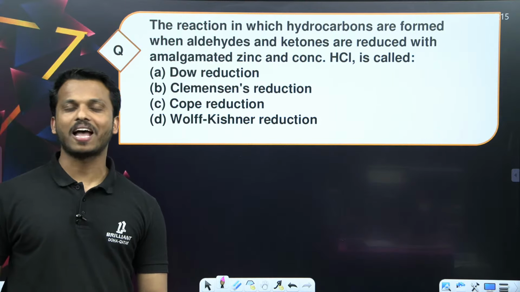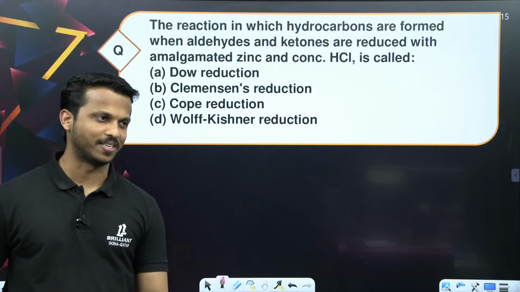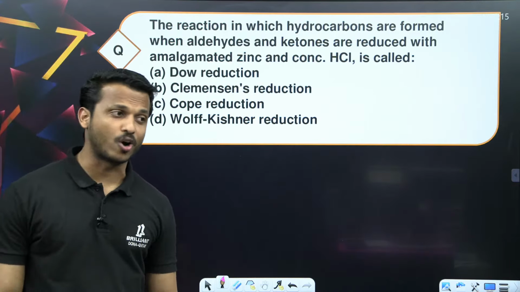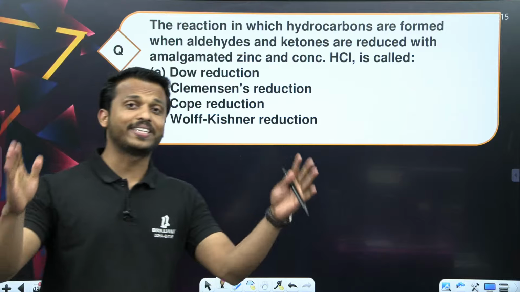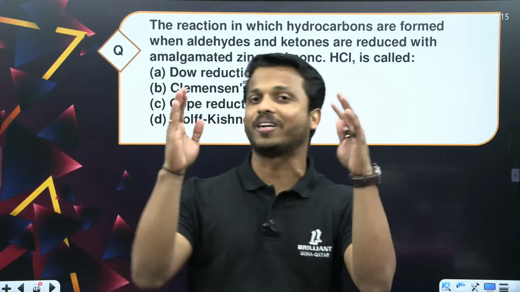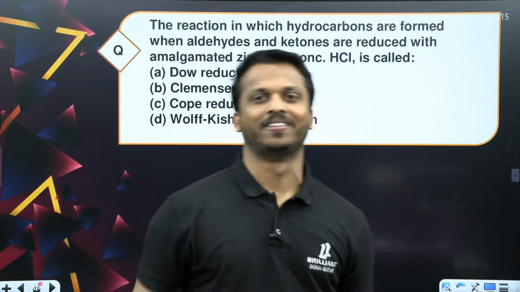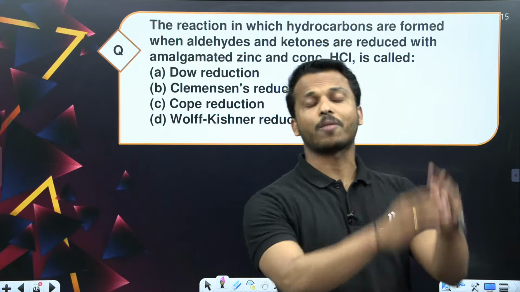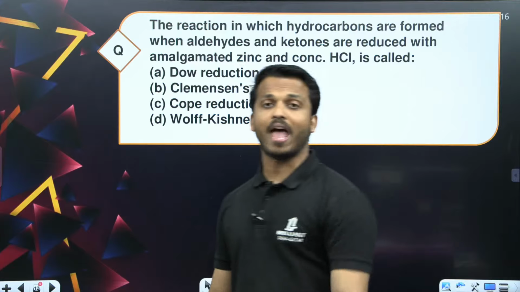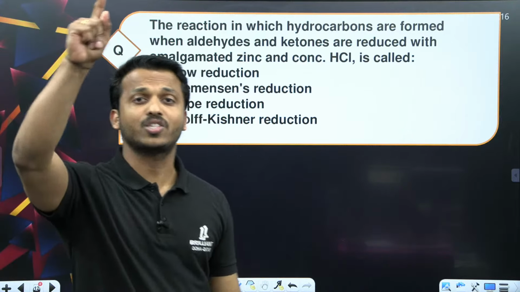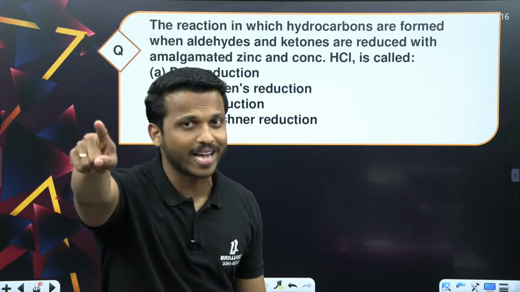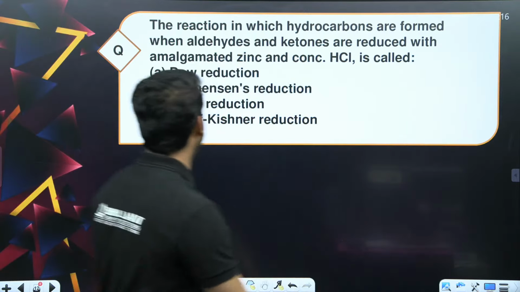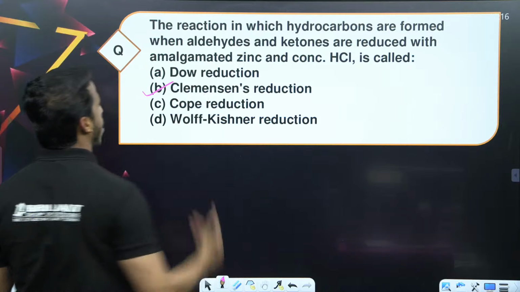Amalgamated zinc. I think that point is enough to get this answer, right? Zinc amalgam along with concentrated HCl, aldehydes and ketones are converted into hydrocarbon. Aldehydes and ketones you can convert to hydrocarbon by using zinc amalgam and concentrated HCl is known as what? That is called what? Clemmensen reduction, right? Clemmensen reduction, option B.